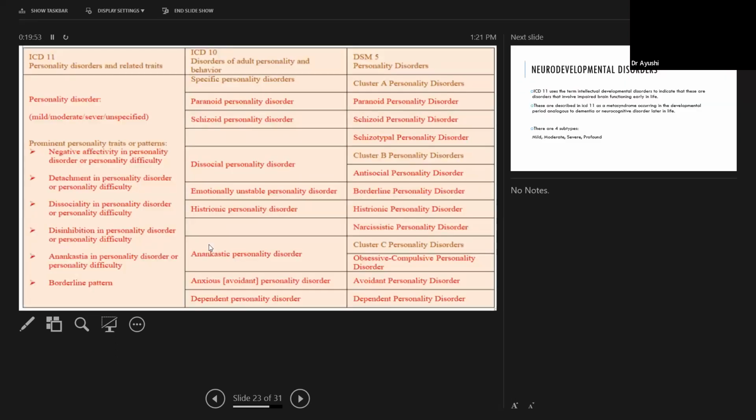So in ICD-11, the chapter is called Personality Disorders and Related Traits. And personality disorder is classified as mild, moderate, severe, and unspecified. And the personality traits are used as a subspecifier. In ICD-10, the chapter is called Disorders of Adult Personality and Behavior and Specific Personality Disorders, which includes paranoid personality disorder, schizoid personality disorder, dissocial personality disorder, emotionally unstable personality disorder, histrionic, anancastic, anxious, and dependent personality disorders. And for DSM-5, they are divided into clusters as cluster A, cluster B, and cluster C.